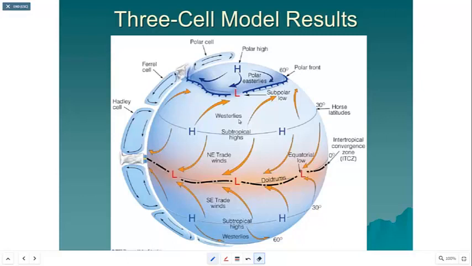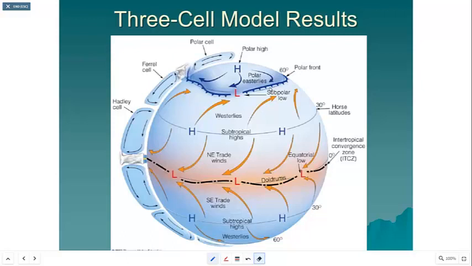The westerlies, that's going to fall in between 30 and 60 degrees north. So most of the United States will fit into this area. So we are in the westerly wind belt. Our prevailing wind here in Grand Forks, remember, was from the northwest. So most of the prevailing winds will have a westerly component to it because of this wind belt.